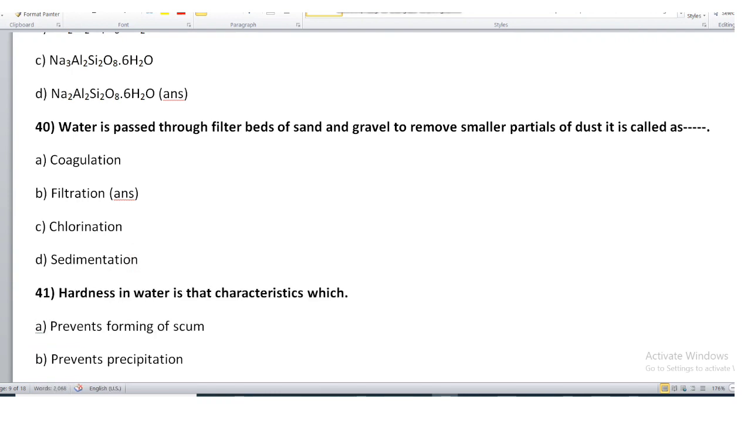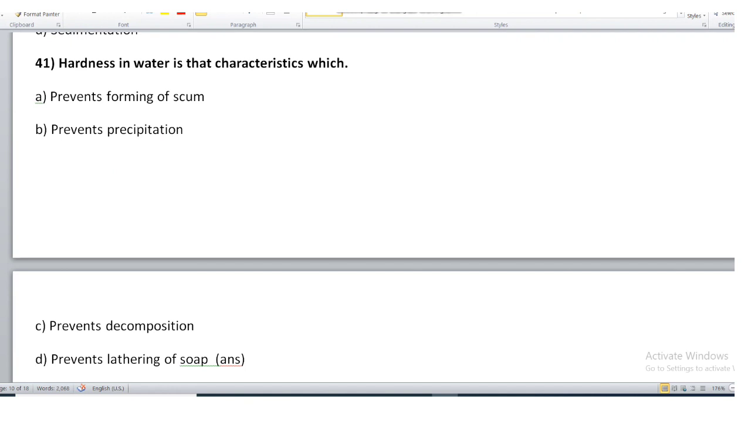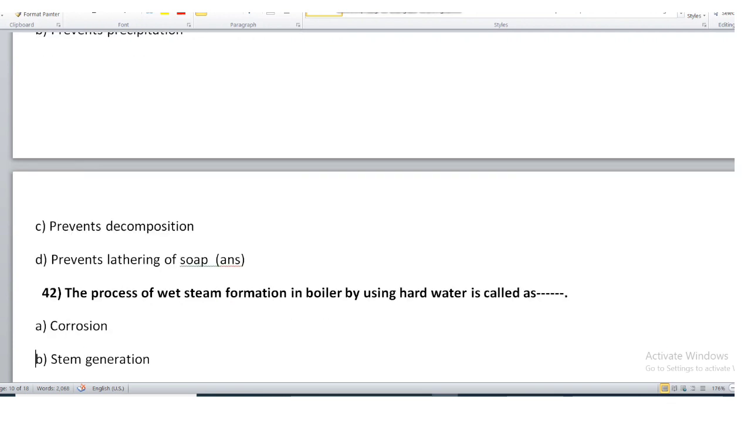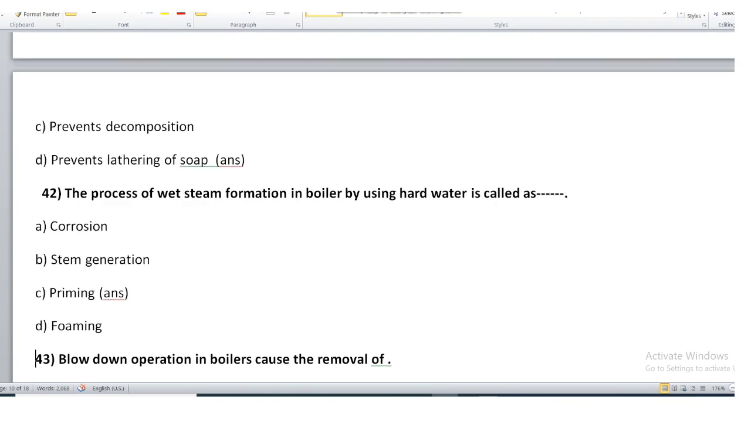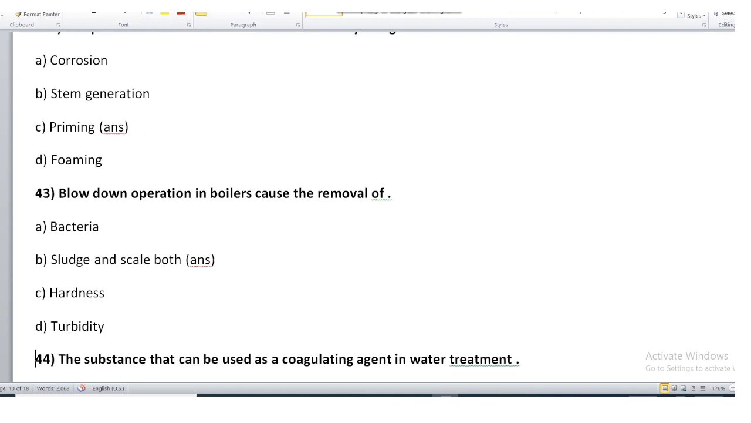Now the next question: the characteristic of water which prevents lathering of soap, that means prevents foam formation, is known as hardness of water. The test to determine hardness and softness of water is the soap test. The process of wet steam formation in a boiler by using hard water is known as priming. Then, blow down operation in a boiler causes removal of both sludge and scale.